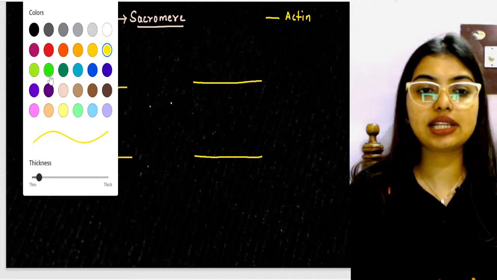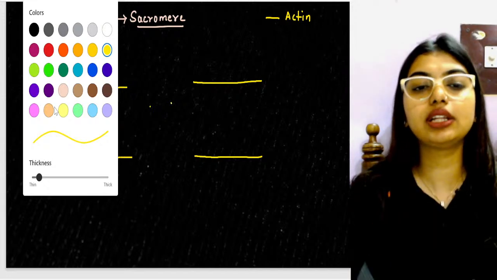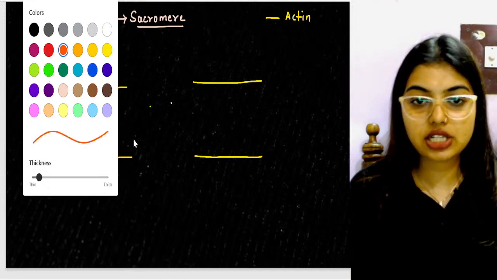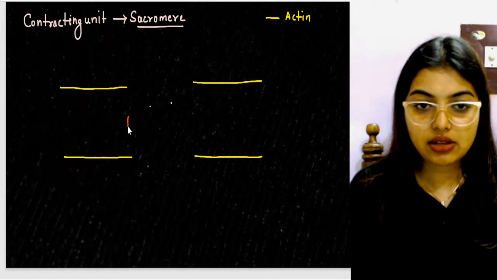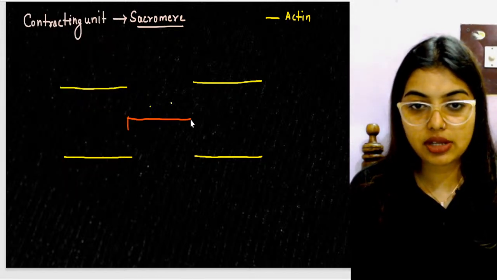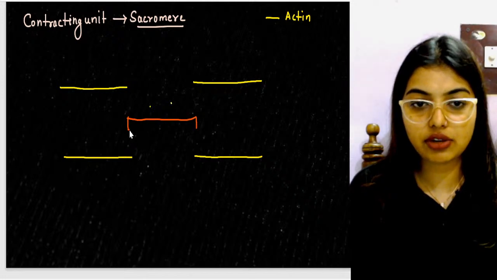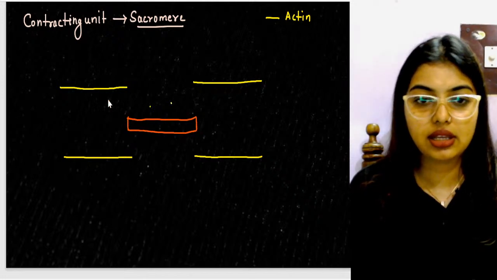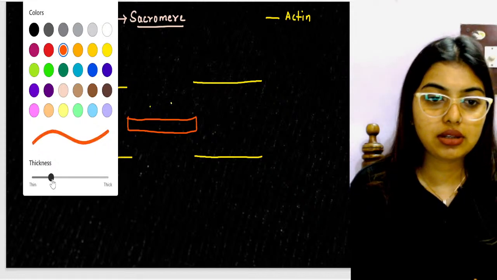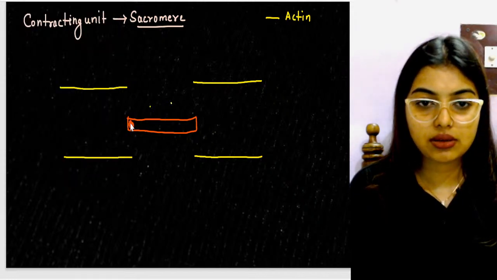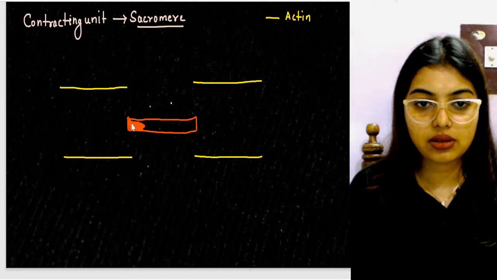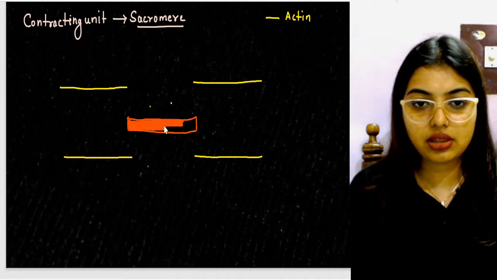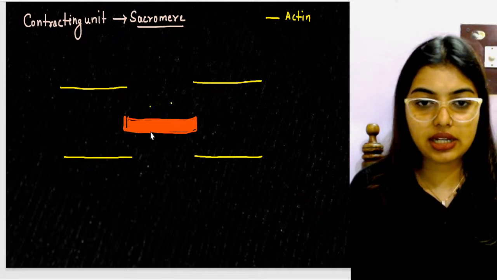Listen for five minutes and you will be mind blown that it is so easy. Trust me, it is going to be very, very easy. Now students, I'm going to draw myosin. Because myosin is a thick filament, I am basically drawing a thick filament. Let's make it a little more thick.